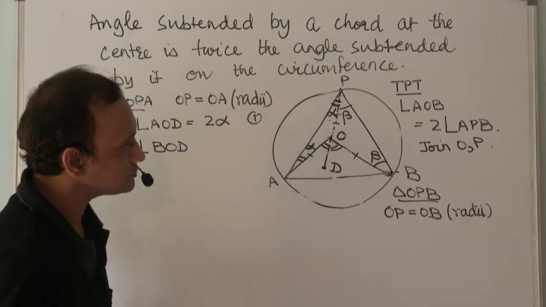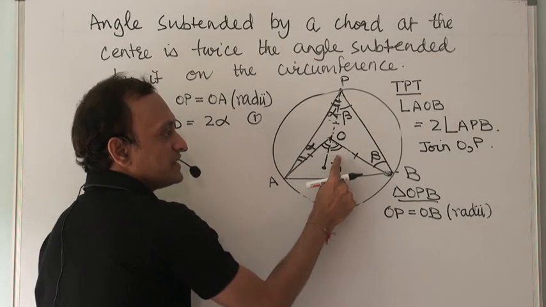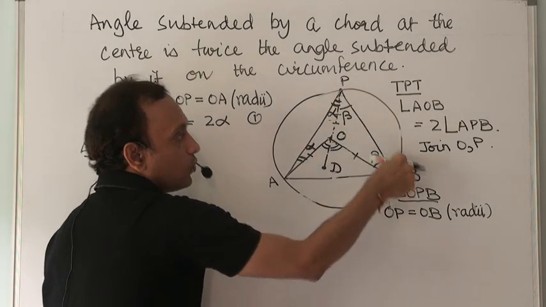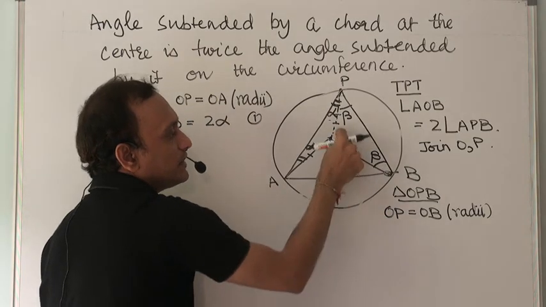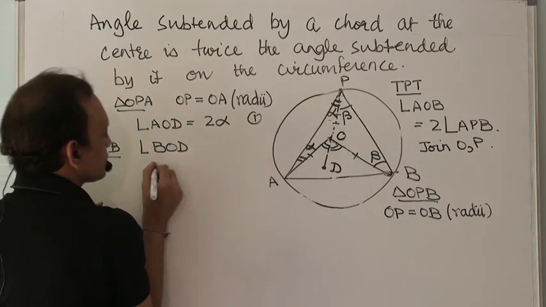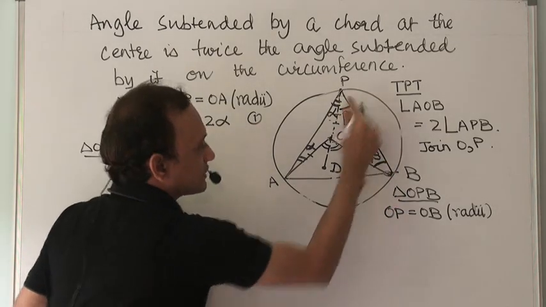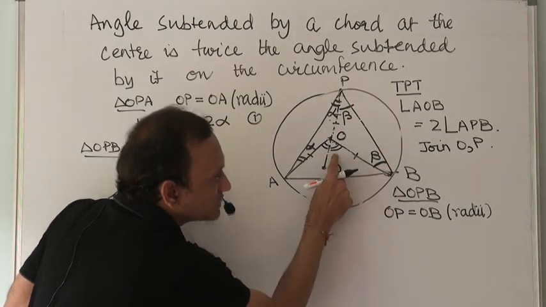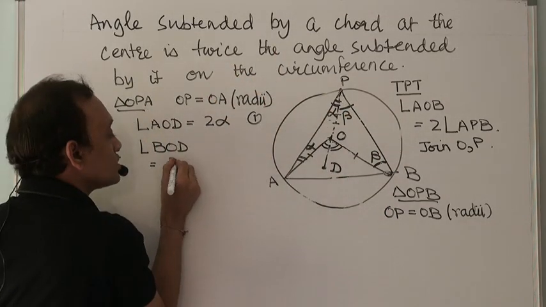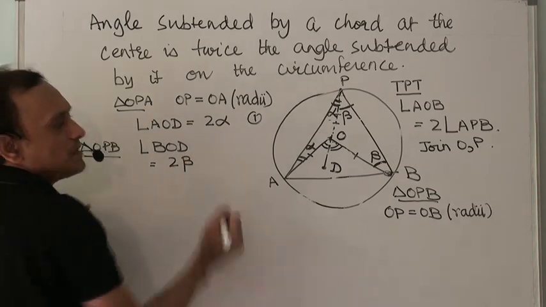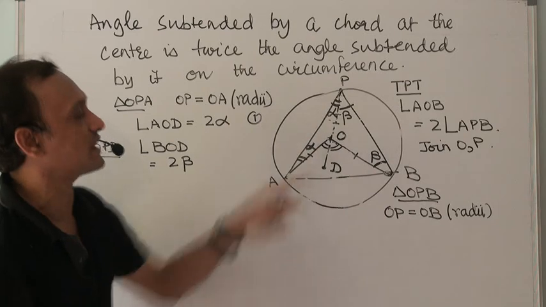Very good. Now, can I say that angle BOD, the exterior angle of triangle OBP, is the sum of two interior opposite angles? That means this angle plus this angle. Angle BOD would be this angle plus this angle, the sum of two interior opposite angles. So it is twice beta. Clear? The exterior angle is the sum of two interior opposite angles.